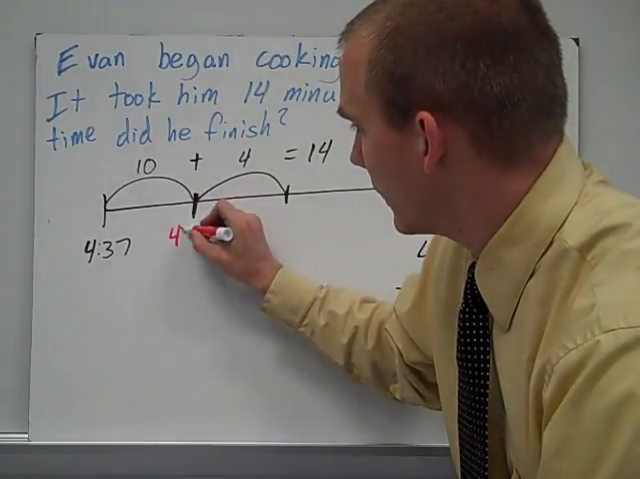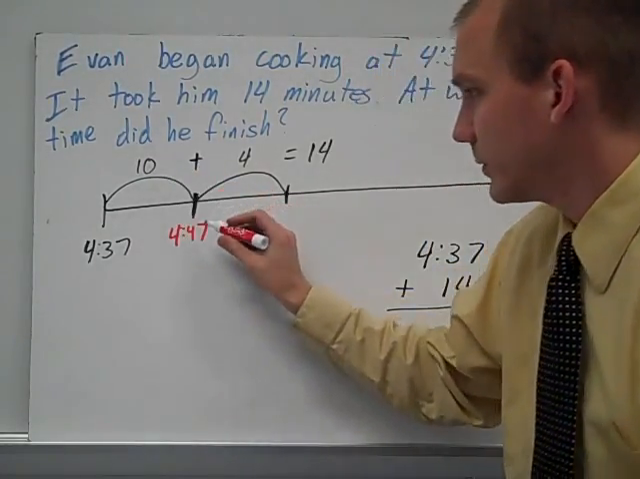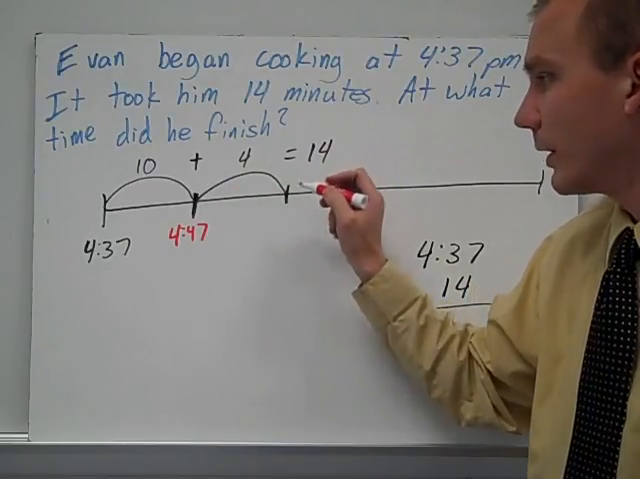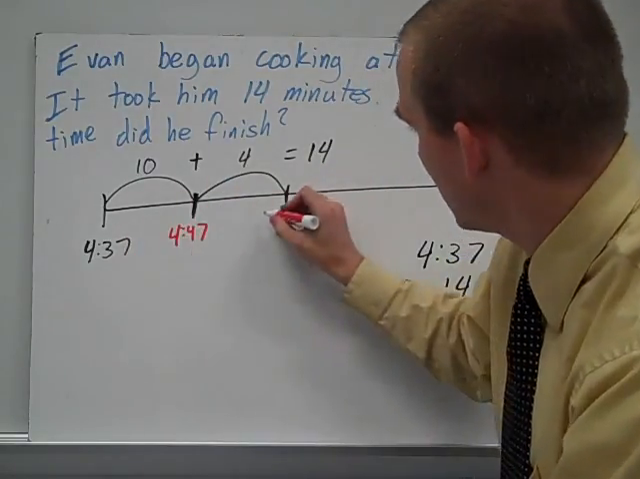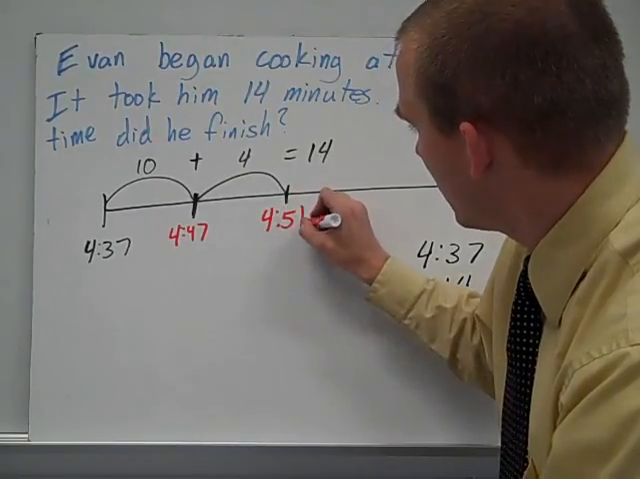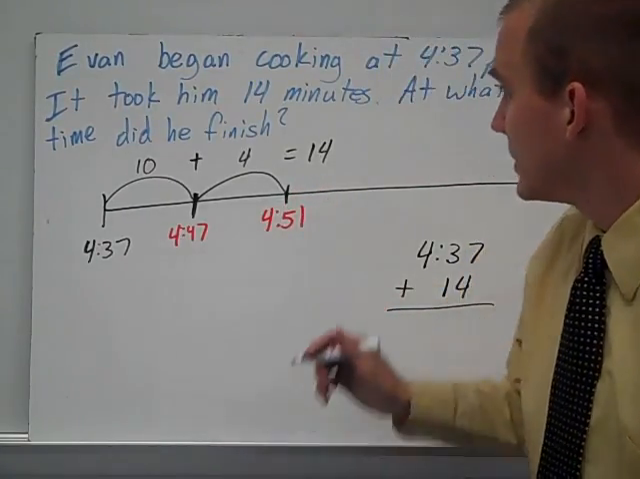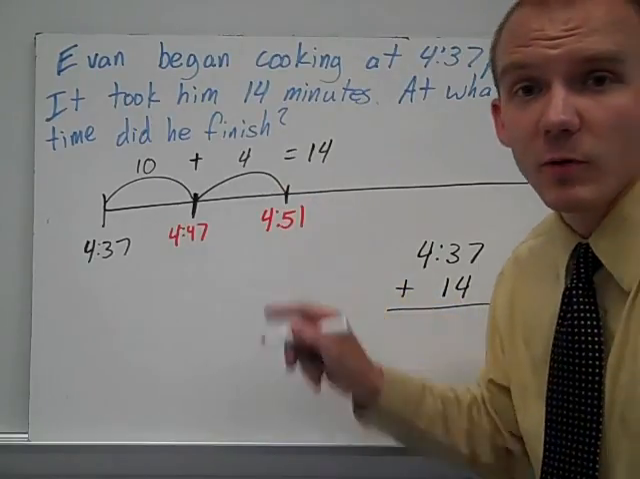So it would be 4:47 after the first jump. Then I have to go 4 more. So 47, okay, 48, 49, 50, 51. And it's 4:51. So when it says at what time did he finish, it would be 4:51.